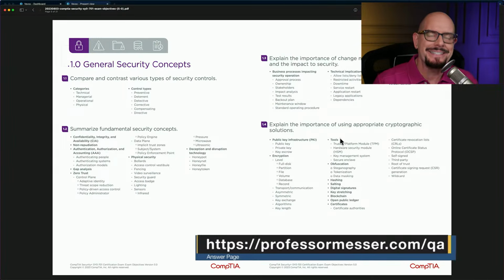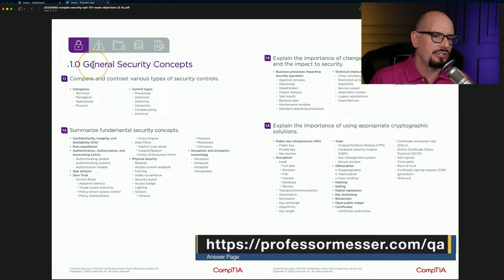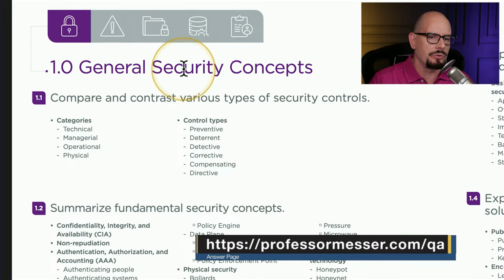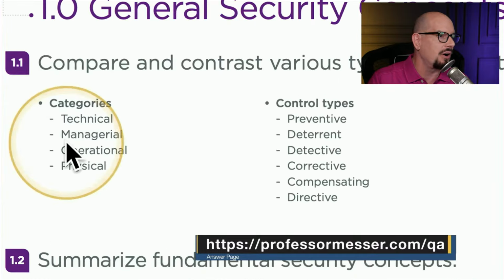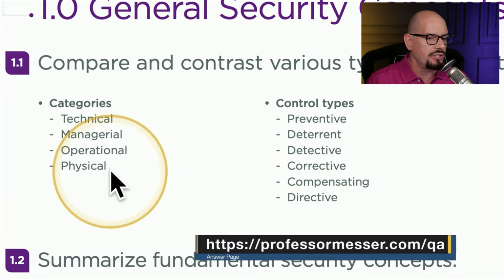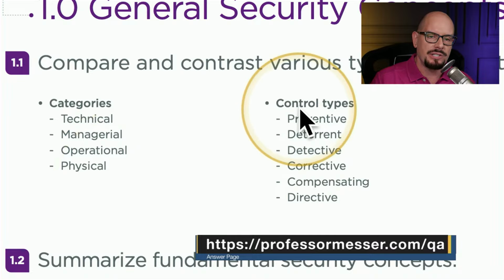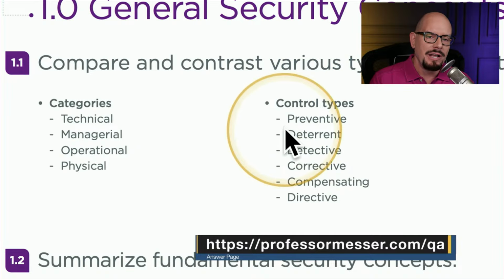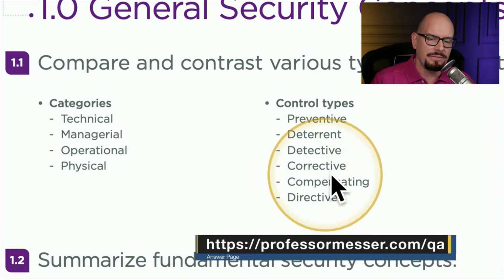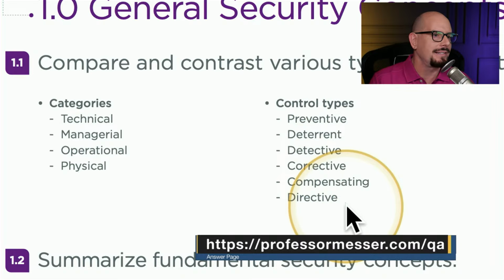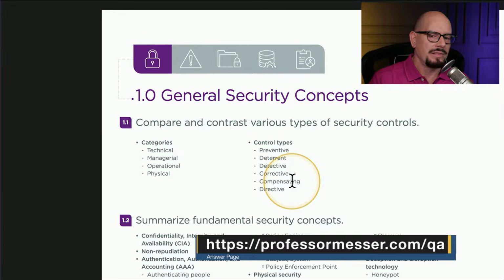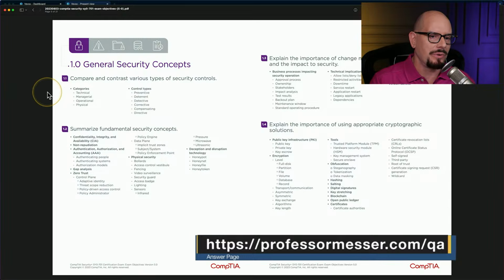But look at the detail in the exam objectives. Let's just start at the beginning. Domain 1.0, general security concepts. Section 1.1 is compare and contrast various types of security controls. This begins with categories, which are technical, managerial, operational, and physical, and it concerns control types that are preventive, deterrent, detective, corrective, compensating, and directive. Not detective, but directive. The names they can throw you a little bit.